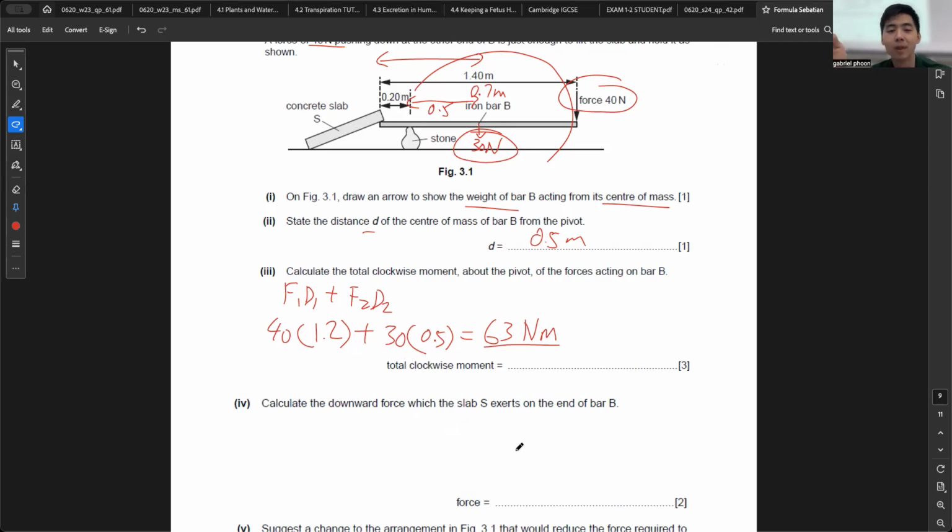Total clockwise. Good. To the anti-clockwise movement. Good. Total anti-clockwise moment should be equal to your total clockwise moment, right? That's correct. Then after that, what do I do? Distance from pivot and in contact with slab, which is the 0.2 m. Okay, the next question you want to ask yourself is how many anti-clockwise moments are there, right? How many are there?